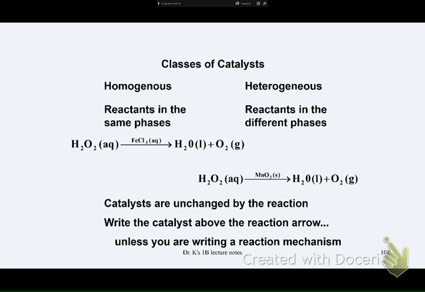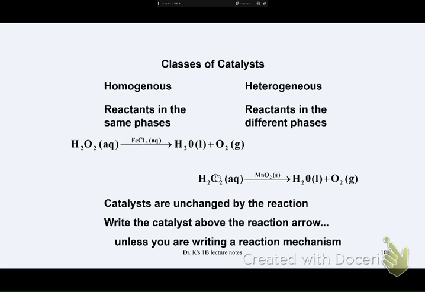Okay. Oh, sorry. There's two kinds of catalysts. There's homogeneous catalysts and heterogeneous catalysts. A homogeneous catalyst, right? The catalyst is usually written on the reaction arrow. So there's my reaction arrow up here. All right. The catalyst is written on the reaction arrow. Iron chloride, ferric chloride, is the catalyst for the decomposition of H2O2. This is known as a homogeneous catalyst because it's in the same phase as the reactant.